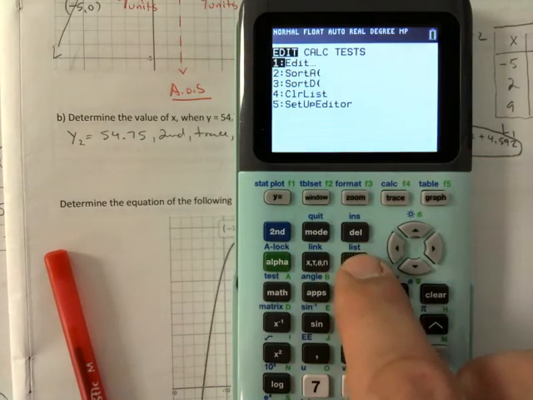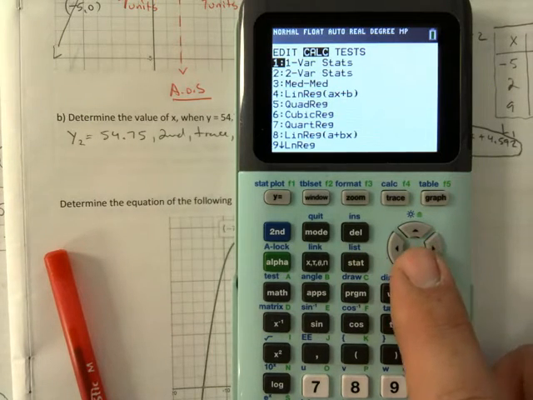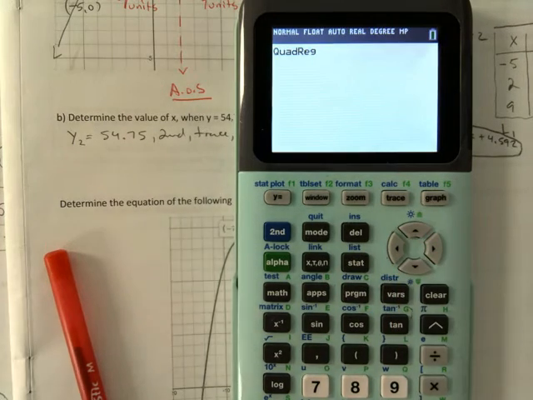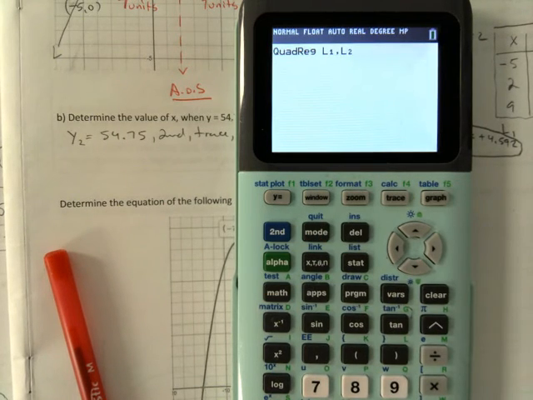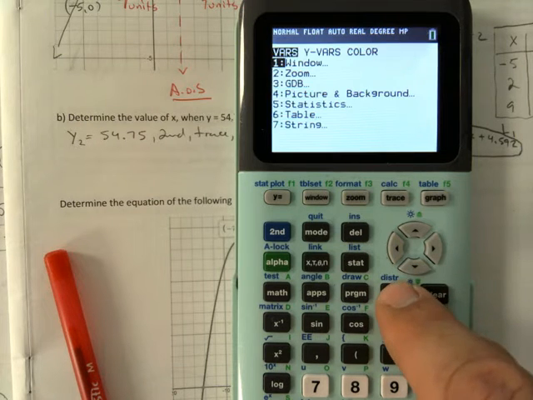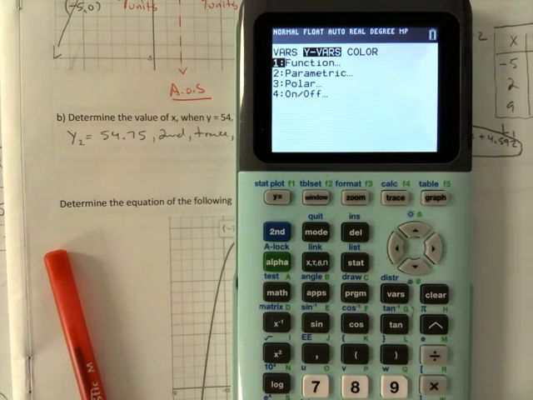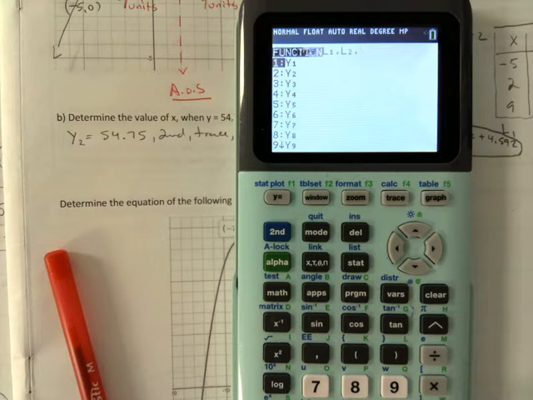Then go stat, calculate, quadratic regression. Everybody's just seeing this now, right? If you're not, let me know, I can help you out. Then it's second L1, comma, second L2, comma, and now we need to tell it to put it into Y1. Where do you want to store it? So you got to press vars, Y variables, and then it's enter, enter, enter.